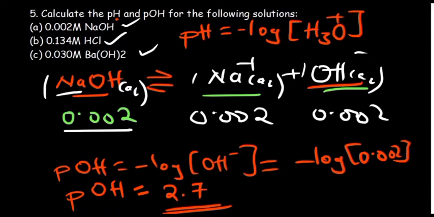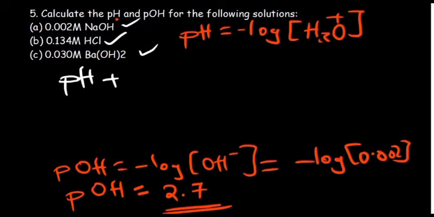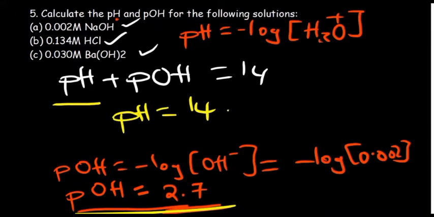We also made another point to say that, considering standard conditions, the summation of pH and pOH is equal to 14. So if we found our pOH for the first part of the question, we're able to find the pH as well. Our pH is going to be 14 minus our pOH, which is 2.7. So 14 minus 2.7, we have 11.3 as our pH.